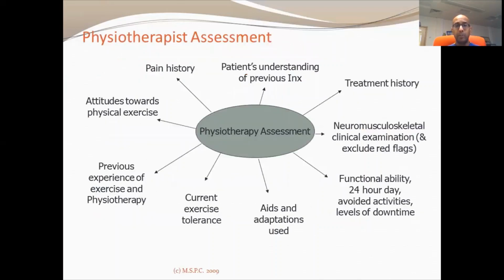A physiotherapist will look at things like the previous pain history, previous interventions, aids and adaptations, exercise tolerance, and their experience of exercise therapy or physiotherapy in the past, which is often quite negative, and how we can work around that to help the patient.